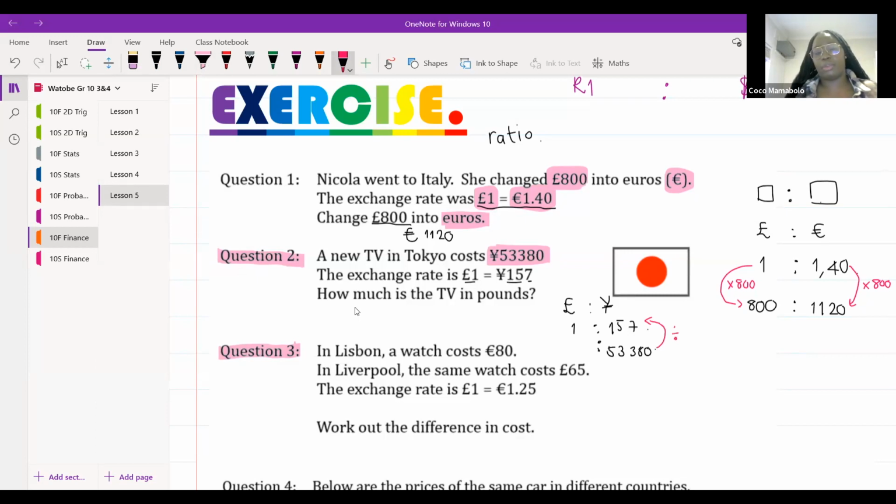So you're going to grab your calculator and go 53,380 divided by 157. Good. So we know that on this side, because we're going down, we need to multiply by how much? By 340. Good. So on this side, 1 times 340 is going to give us 340. Now this is 340 what? Pounds or yen? Pounds. Beautiful. That's it.